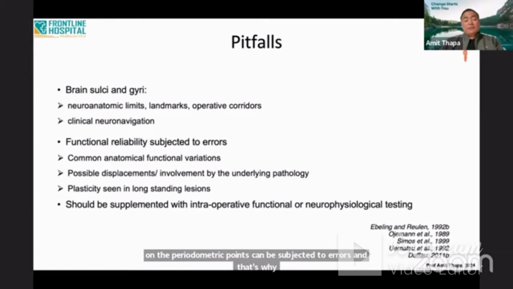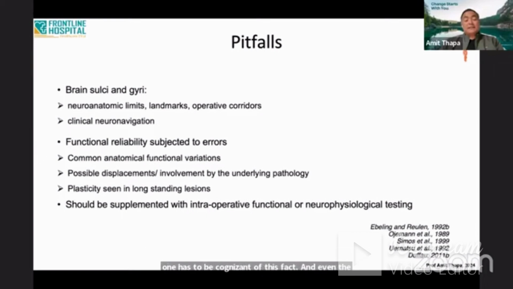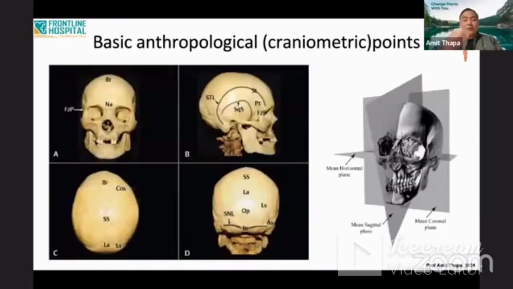And even the underlying pathology can displace the gyri and sulci, or even involve them, particularly intraventricular pathology, which can dilate the structures. Recent publications by many authors have shown that in long-standing lesions, the brain, because of its plasticity, tries to replace the function of the involved area. Hence, localization done solely on the basis of craniometric points should be supplemented by intraoperative functional and neurophysiological testing. So this is a small pitfall I wanted to note before we embark on this journey of craniometric points.